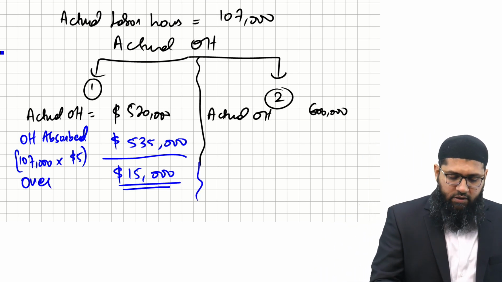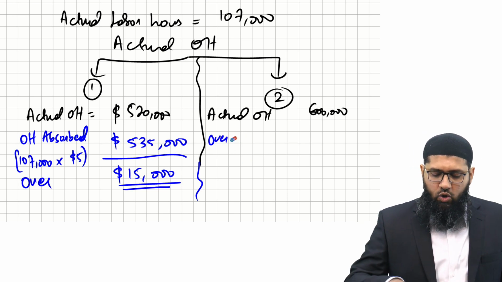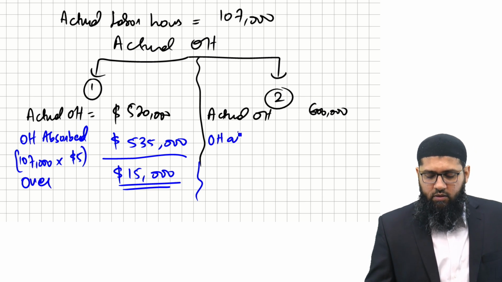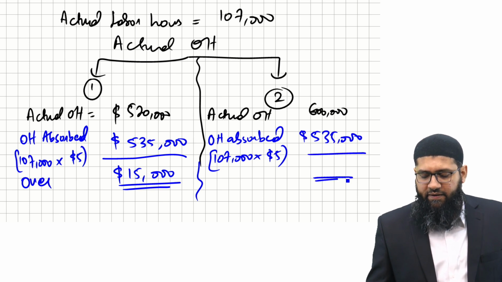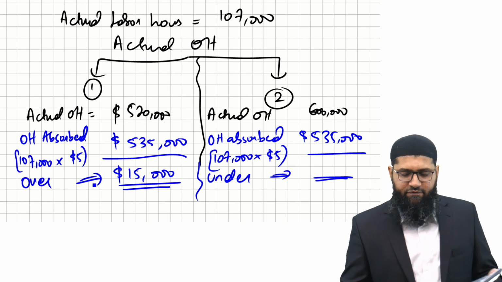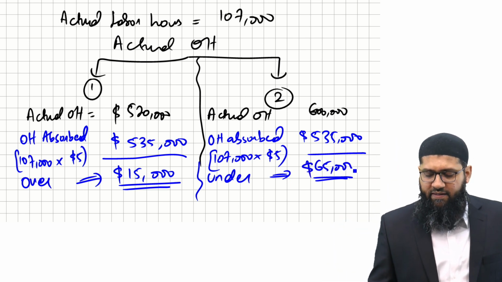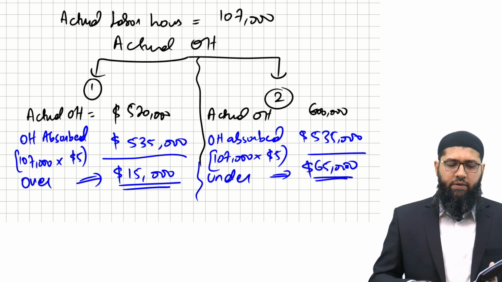Similarly, when the actual overhead is 600,000, the overhead absorbed, I repeat, is 107,000 into $5 again. It's going to be 535,000. So this is going to be the under absorption of overhead. 600 minus 535 gives you 65,000 as the under absorption of overheads.